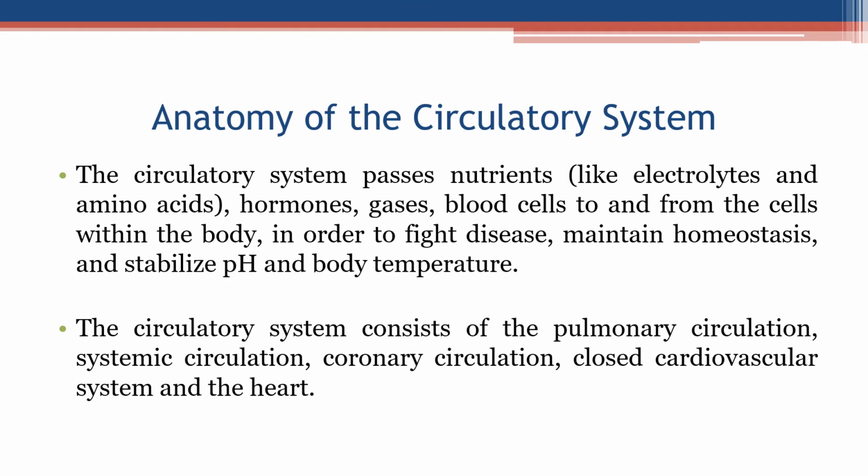Circulatory system. Anatomy of the circulatory system. The circulatory system passes nutrients, like electrolytes and amino acids, hormones, gases, and blood cells to and from the cells within the body, in order to fight disease, maintain homeostasis, and stabilize pH and body temperature. The circulatory system consists of pulmonary circulation, systemic circulation, coronary circulation, closed cardiovascular system, and the heart.